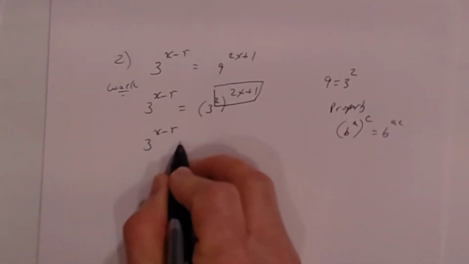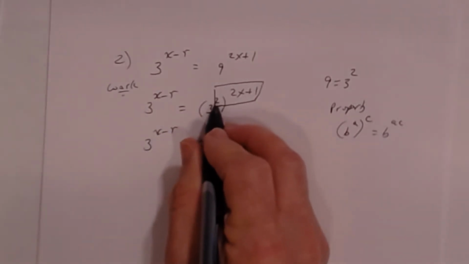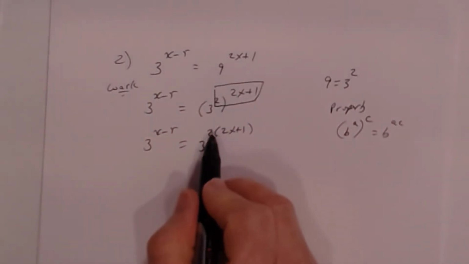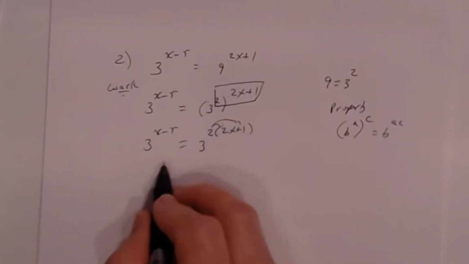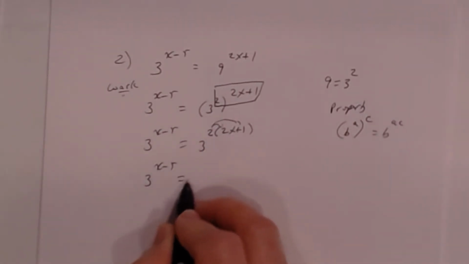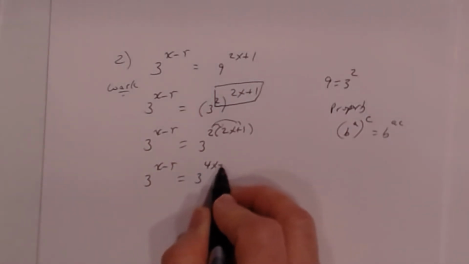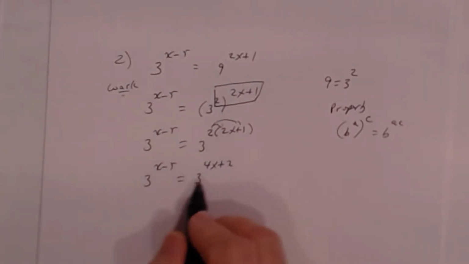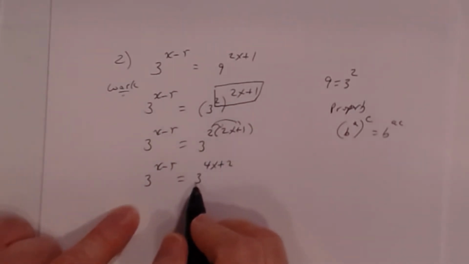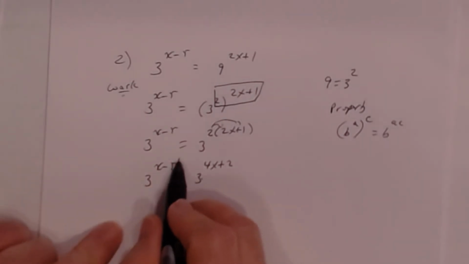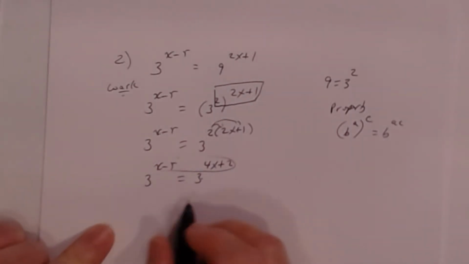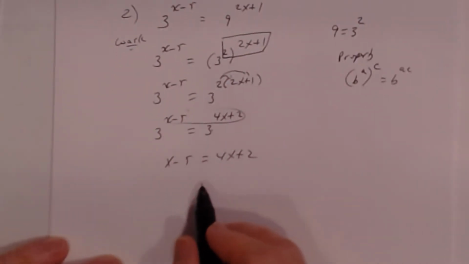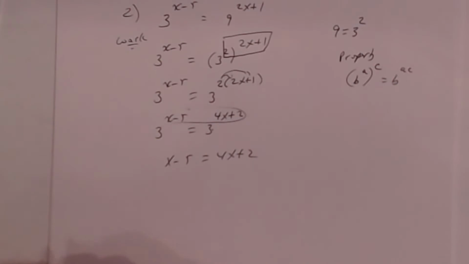3 to the x minus 1 equals 3 to the 2, this 2 here, times 2x plus 1, this times this. Now distribute. So this becomes 3 to the x minus 1 equals 3 to the 4x plus 2. So 2 times 2x is 4x, 2 times 1 is 2. And now you can use the one-to-one property. The base is the same, so the exponents have to be equal. So I'm going to say x minus 1 equals 4x plus 2. And all you do is solve this simple linear equation.